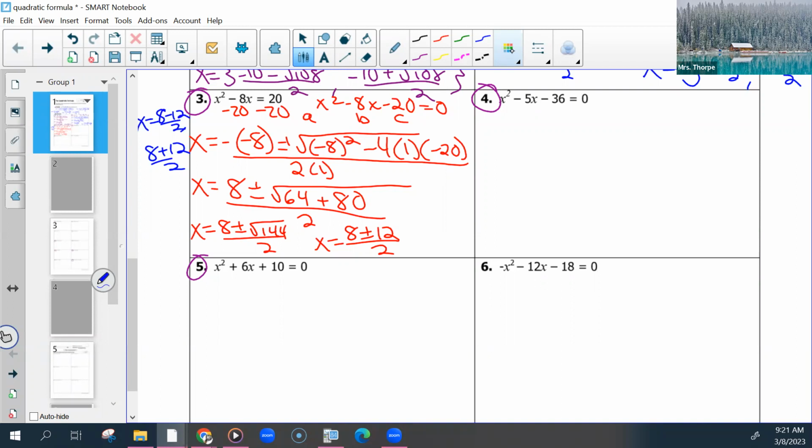8 minus 12 would give us -4. 8 plus 12 would give us 20. And then we could divide both. So we would end up with -2 and 10. Doesn't matter what order we're in, least to greatest, always.